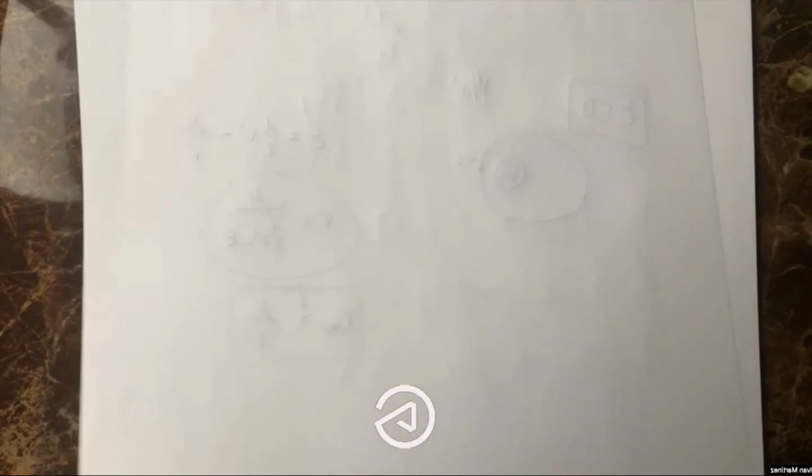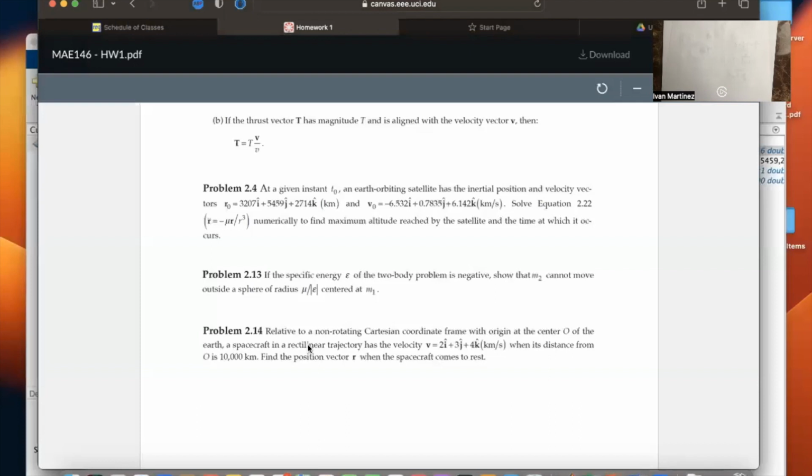Okay, let's move on to the last problem, and that is this one, 214. Relative to a non-rotating Cartesian coordinate frame with origin at the center of the Earth, a spacecraft in a rectilinear trajectory has this velocity when its distance is that. Find the position vector when the spacecraft comes to rest.